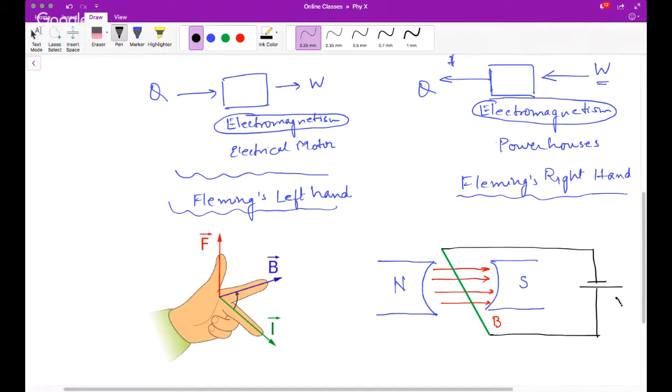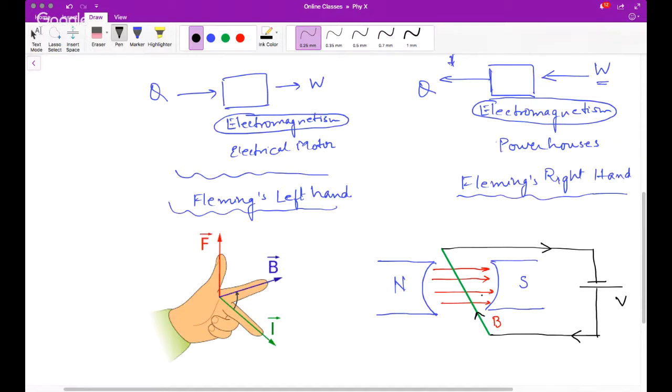Let's say this is V. Okay, so this is V volts. A cell of V volt is there. Now what will happen? There will be current flowing here, like that. This is the circuit, and this is the conductor with some resistance. Now, what will happen? If you see, this is the direction of the current here.